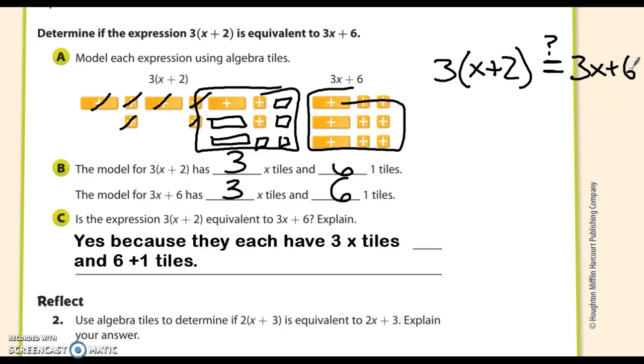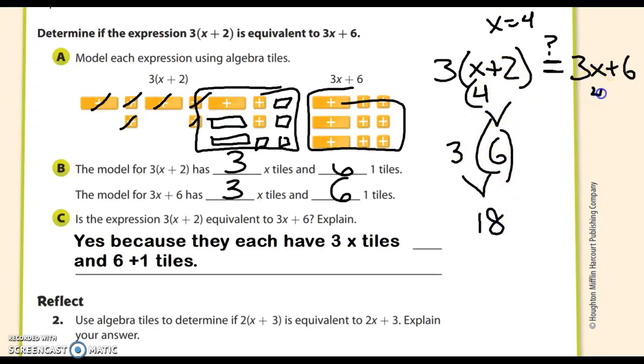We could prove that differently. We could prove that by testing, just like we did on the previous pages. We could put a number in here. Let's put in x equals 4. Let's put in 4 right here. What's 4 plus 2? That's 6 times 3 is 18. Put in 4 right here. 3 times 4 is 12. Plus 6 is 18. Now that doesn't prove they're equal, but it suggests they are. All right, let's move on.